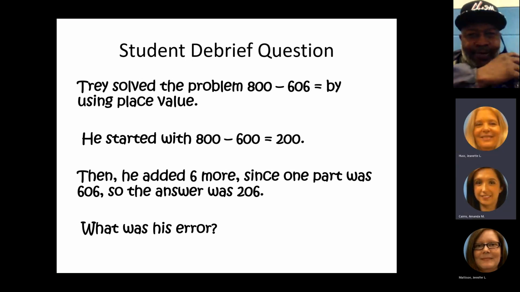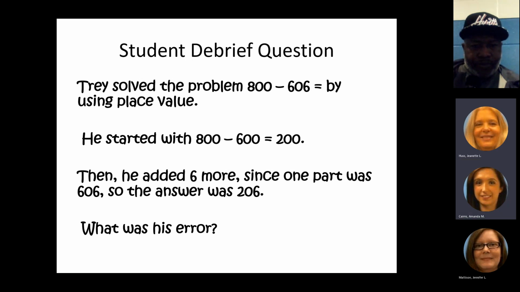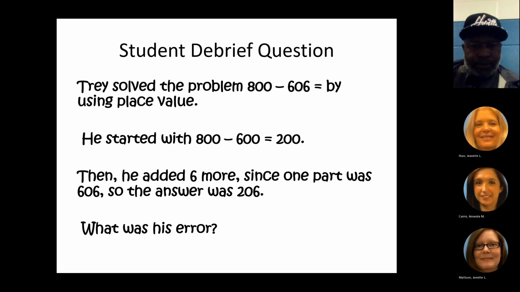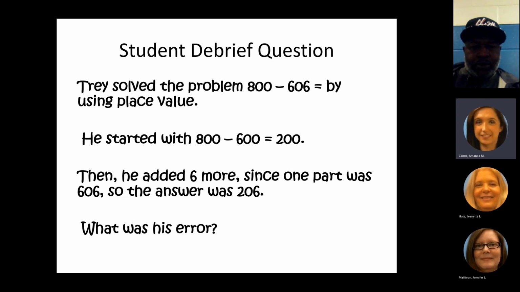Well, his first error was when he started in the hundreds place to subtract, because he should always start in the ones place. Okay, thank you. I think that he used a good strategy for mental math. I think the biggest mistake he made was that instead of subtracting from the ones, he added back the 6 ones, and that's why his answer was 206 instead of 194.